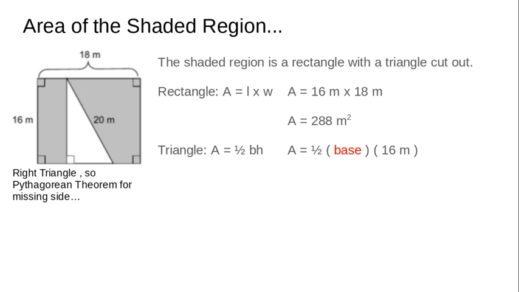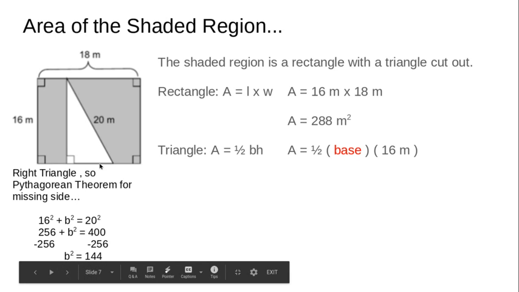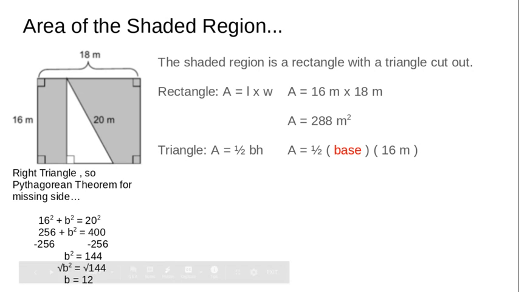So a little side work of the Pythagorean theorem. We would have a leg squared plus a leg squared equals the hypotenuse squared. So 16 squared plus b squared equals 20 squared. 16 squared is 256. Leave the b squared. 20 squared is 400. Subtract the 256 on each side. B squared is 144. So we'll need to take the square root of both sides. Squares and square roots cancel out, so we just have b. And the square root of 144 is 12. So this base right here along the bottom of the triangle is 12 meters.